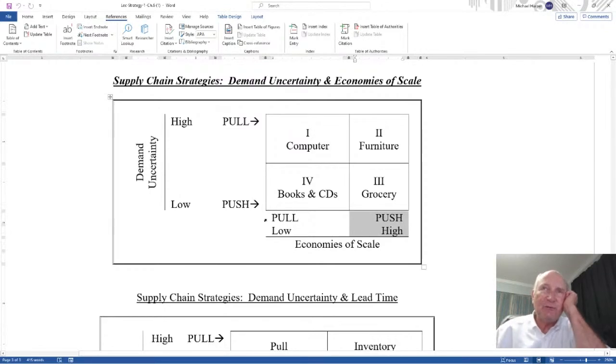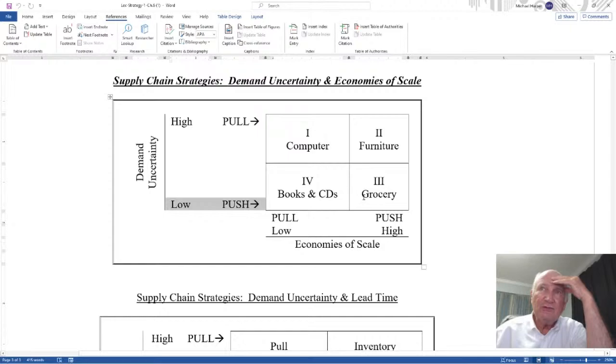Well, the idea here, when you put these together, low economies of scale and pull is more computer. Because there's a lot of different computers out there, and every person can have a little bit different computer. This is like a desktop computer. Even laptops can have a lot of variety. On the other hand, books and CDs, even though they have a low economies of scale because the product variety is so large, still you want a push system because the demand uncertainty is fairly low.